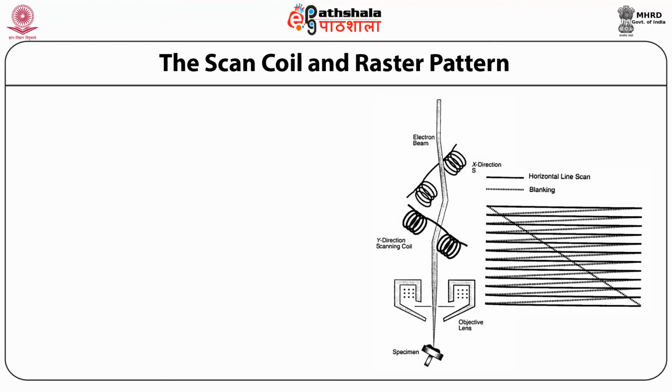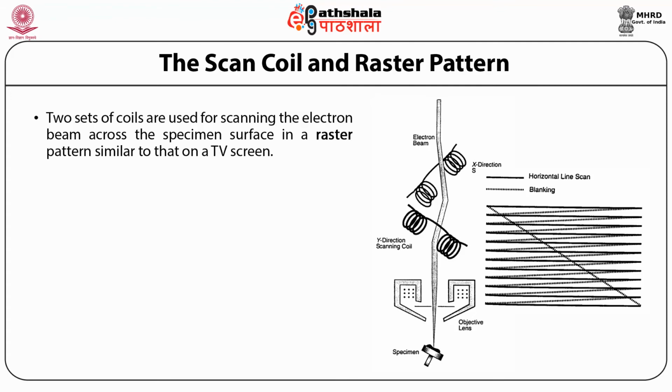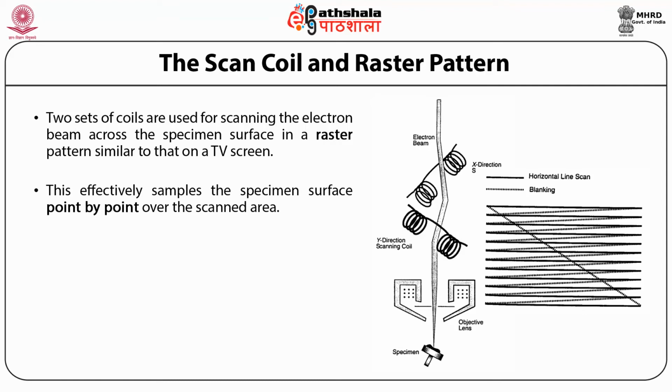The scan coil and raster pattern. Here we have two sets of coils which are used for scanning the electron beam across the specimen surface in a raster pattern similar to that on a TV screen. As you can see over here, this continuous line shows a horizontal line scan and this dashed line shows a blanking. So this effectively samples the specimen surface point by point over the scanned area.